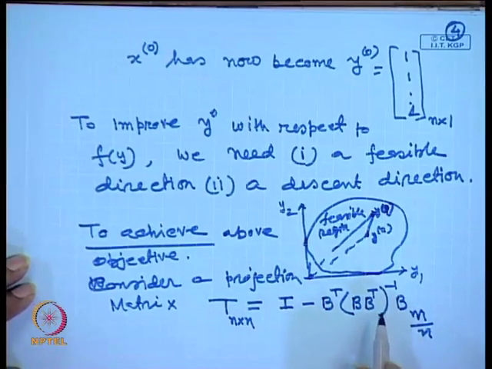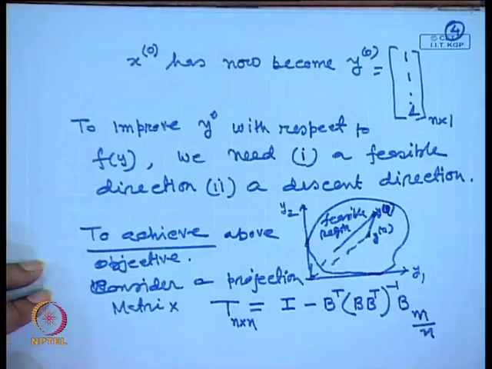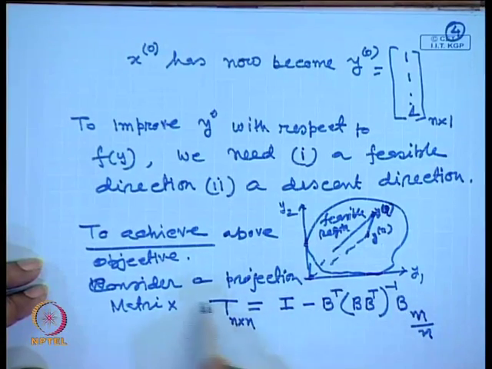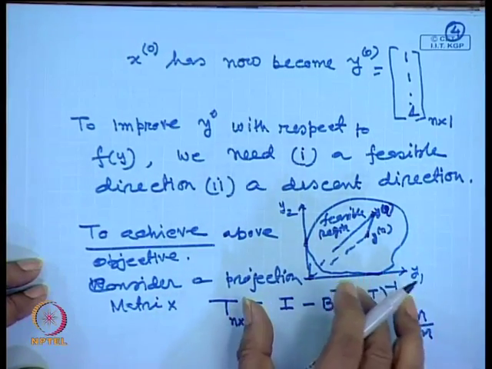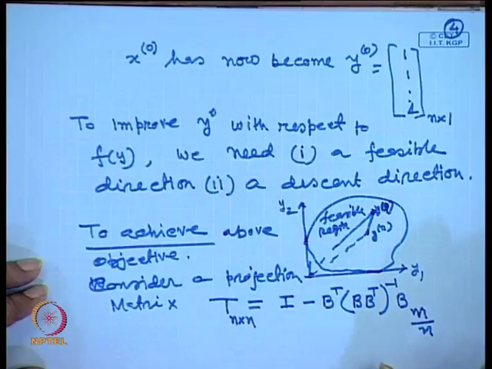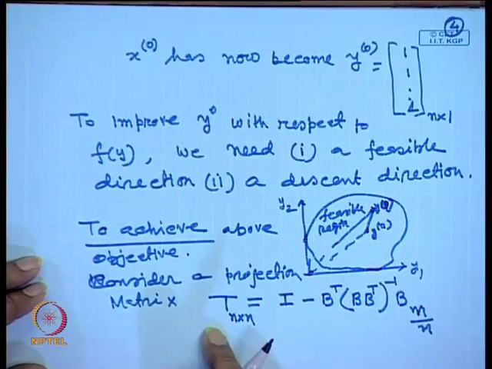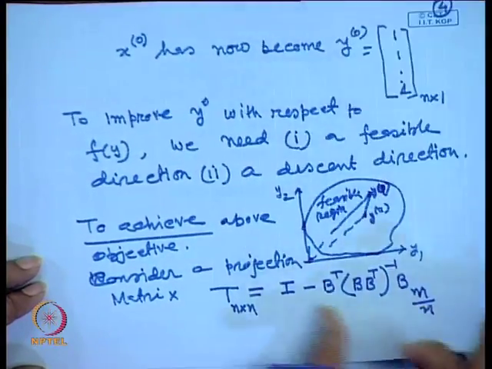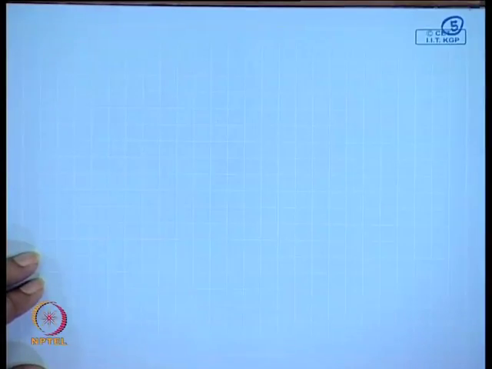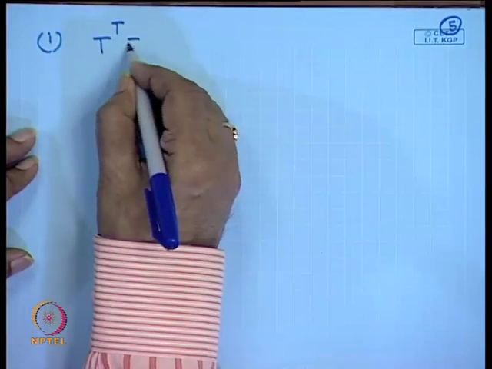So, with the knowledge of the B matrix in the equality constraints of our transformed coordinate system, we form the projection matrix. This projection matrix indicates that if you multiply it by B, the result is 0. This projection matrix also has some properties, and one can easily verify them. One property is that T transpose is equal to T.